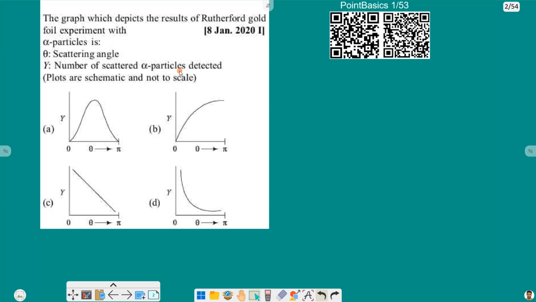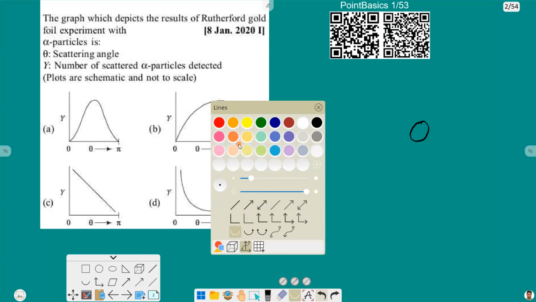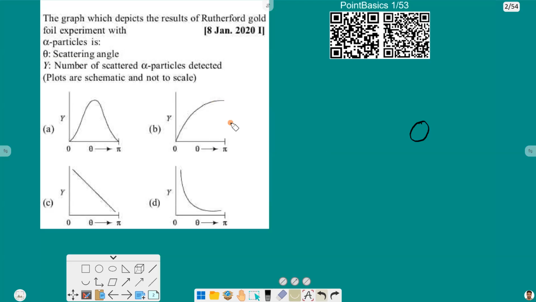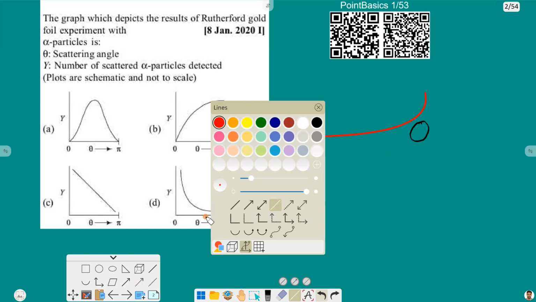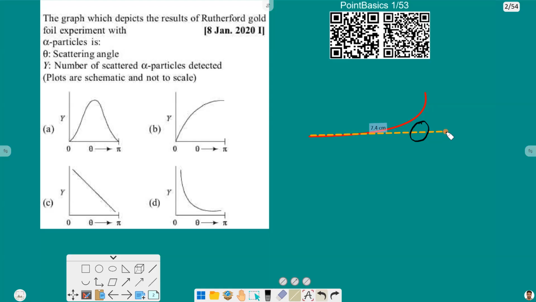Now, first of all, let me draw a basic diagram of what the scattering angle actually is in this kind of scenario. Suppose this is our atom, and now we are going to have a path of an alpha particle. The path of the alpha particle will be something like this. Initially, this alpha particle was moving in a straight line like this.